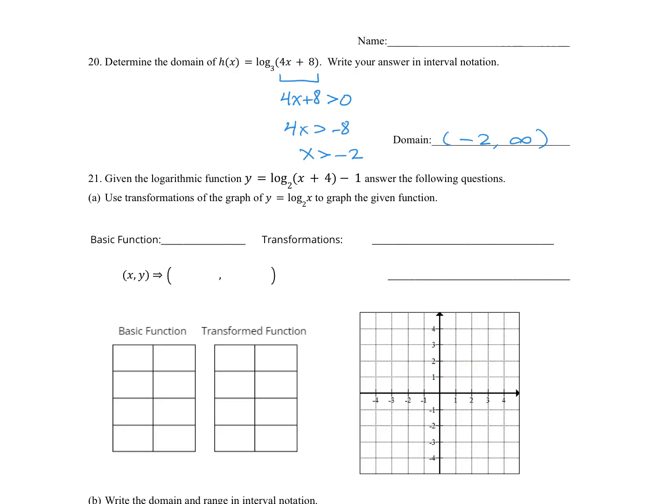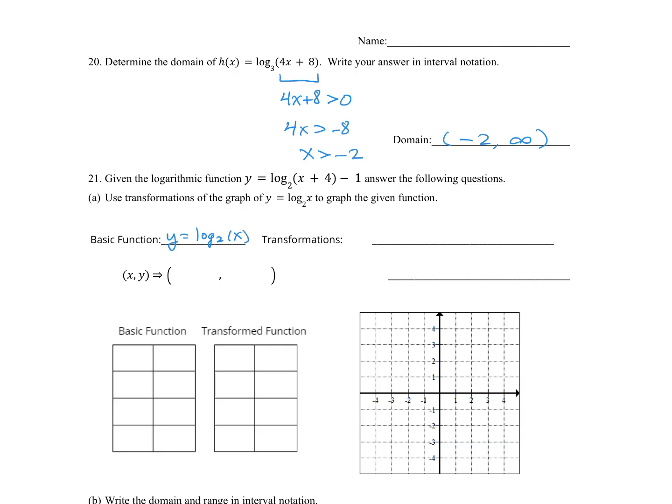You'll notice here it's got nothing to do with the base of 3. The base has no role in determining the domain. All right, so next up, now let's look at graphing a log function using transformations. First thing you want to do is identify your basic function. It is y equals log base 2 of x.